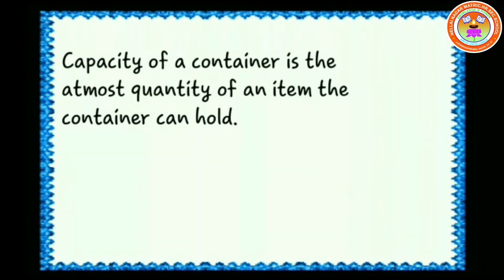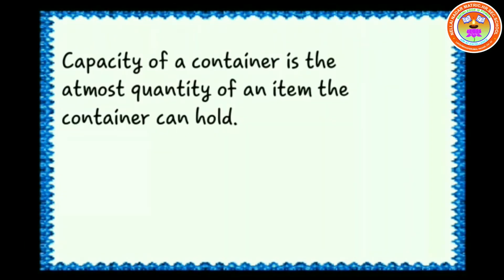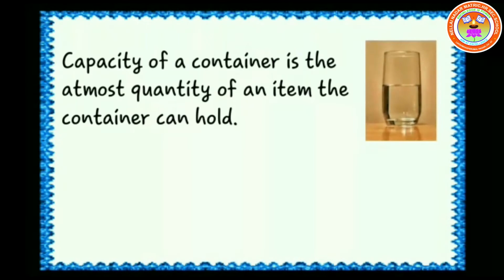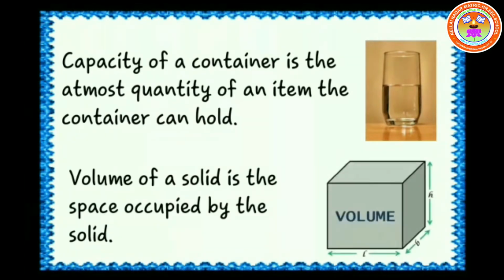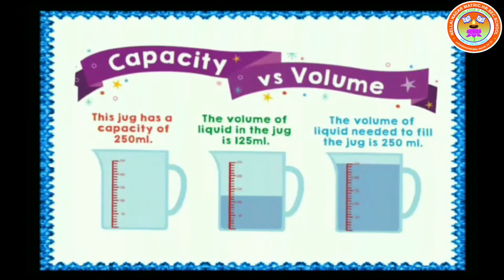With these two situations, we say that the capacity of a container is the utmost quantity of an item the container can hold. Volume of a solid is the space occupied by the solid. Capacity is volume. This jug has a capacity of 250 ml. The volume of liquid in the jug is 125 ml. The volume of the liquid needed to fill the jug is 250 ml.